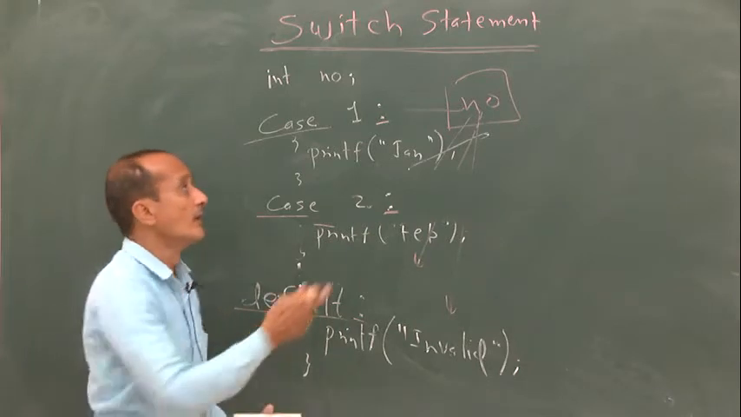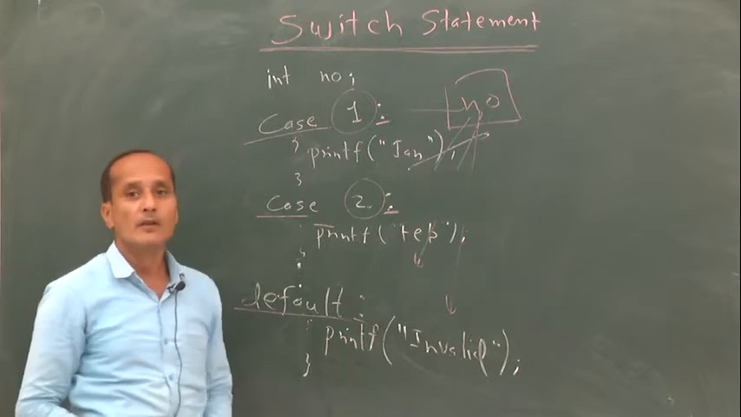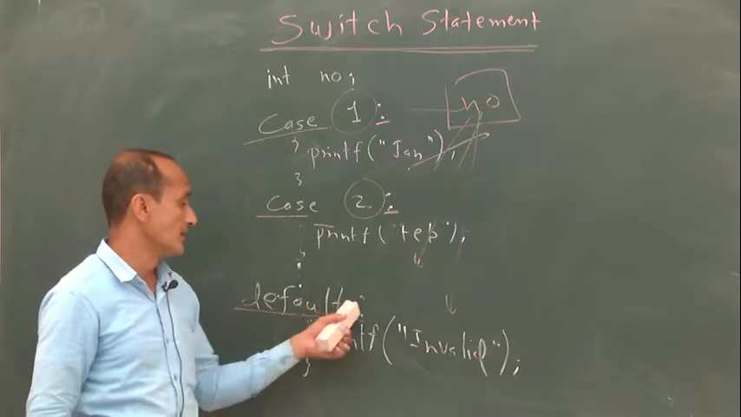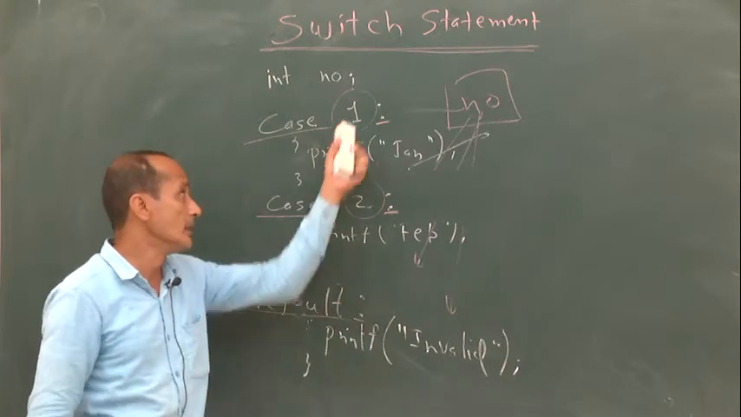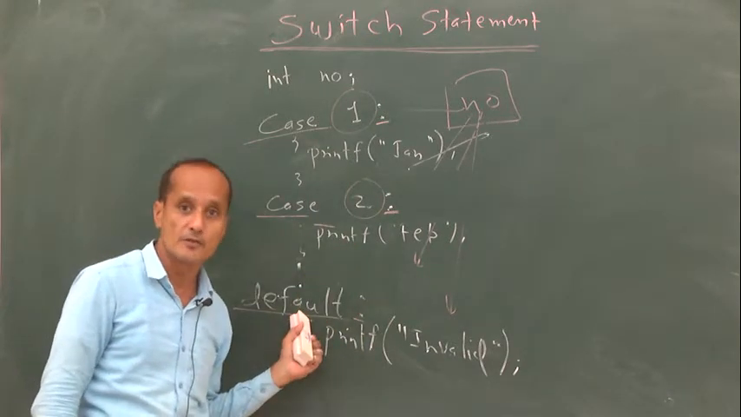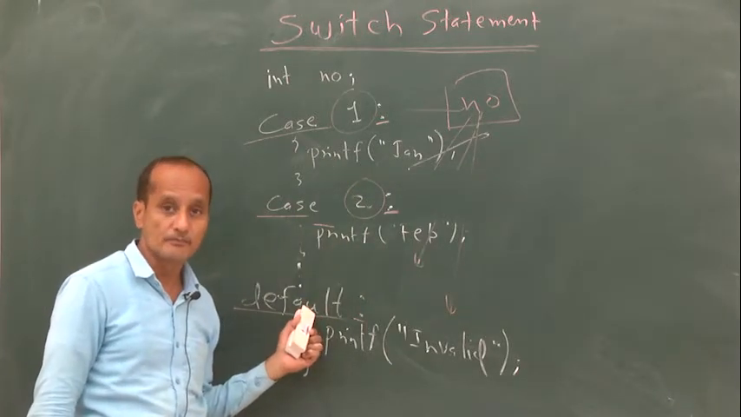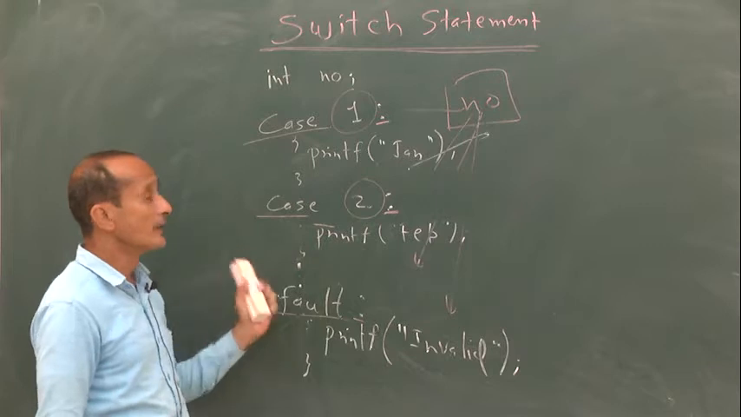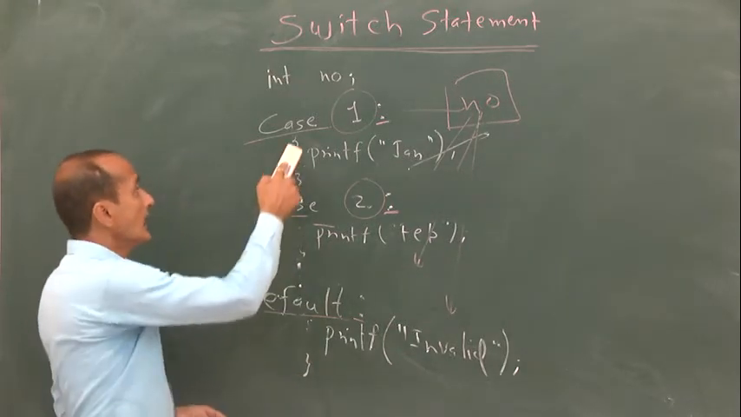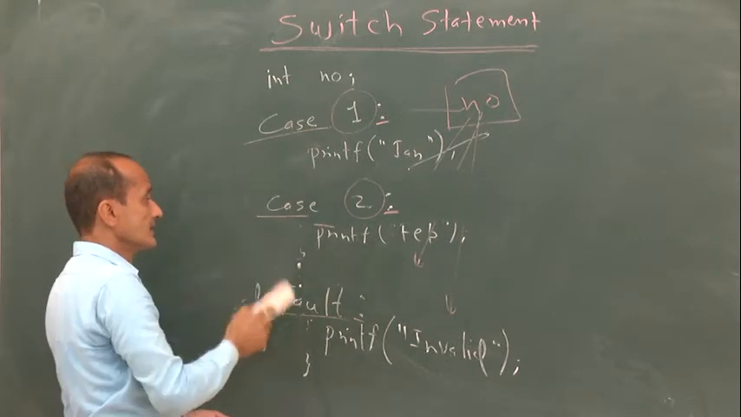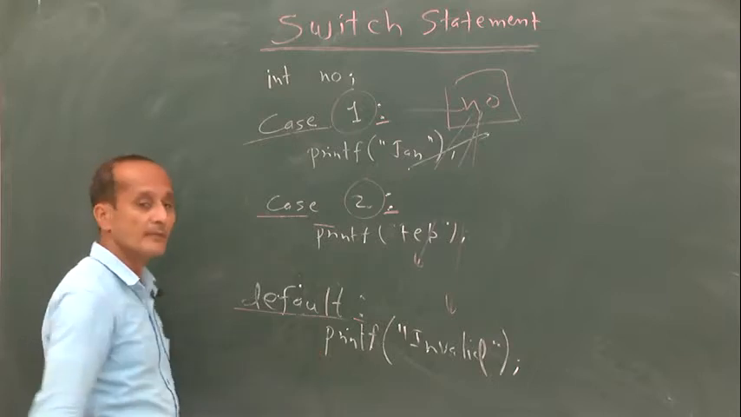Now what are the possible values that no can take? 1, 2 and so on. Of course the value you don't have to mention in case of default, because all the remaining values will come under default. If none of these matches, default is going to match. So in this particular way it is written. Now there is one more advantage of this. You don't have to write down curly braces.